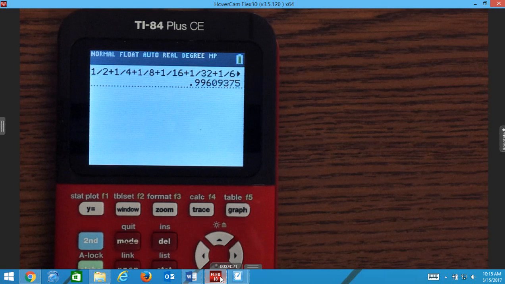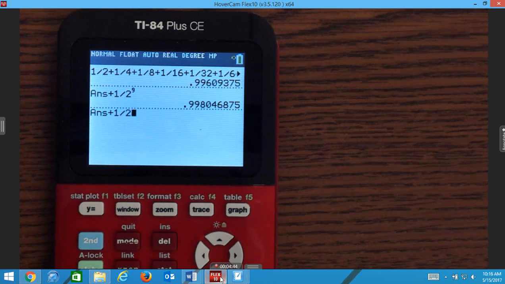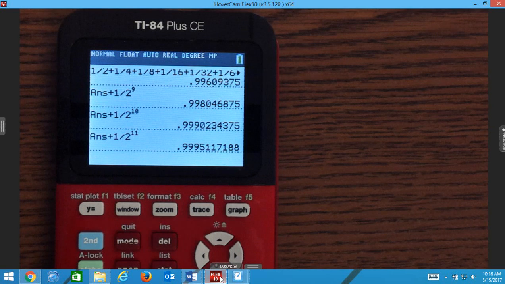So I've added up some of it, and you can see it's 0.996, but there's obviously some more to add up. I'm going to have to do some powers because I don't even know what the powers are. You see how this number is getting closer and closer to 1? I could just go up, enter, and change the power. Would that be faster? Yeah, probably.